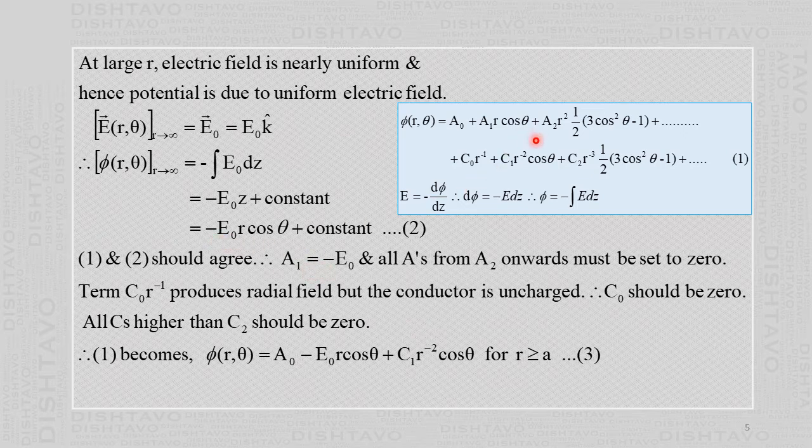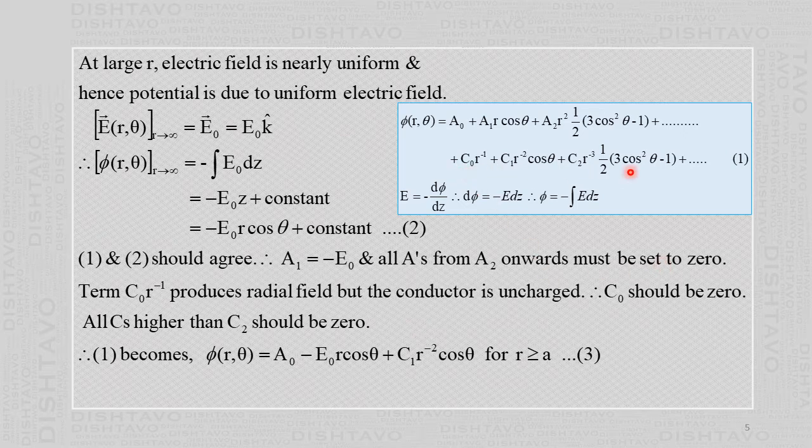Then the a2 r squared and the theta terms, these other terms are variable because r is variable, because that point P can be anywhere. So r is different, theta will be different. So these are variable. Since what is there in equation 2 is a constant, there cannot be variable terms. That means their coefficients a2, a3 and so on are equal to 0. So all a's from a2 onward must be set to 0.